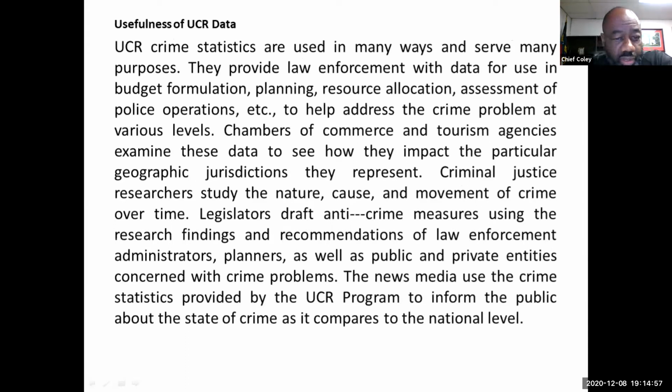And criminal justice researchers study the nature, cause, and movement of crime over time. Legislators also draft anti-crime measures using the research findings and recommendations of law enforcement administrators, planners, as well as public and private entities concerned with crime problems. The news media use crime statistics provided by the UCR program to inform the public about the state of crime as it compares to the national level.